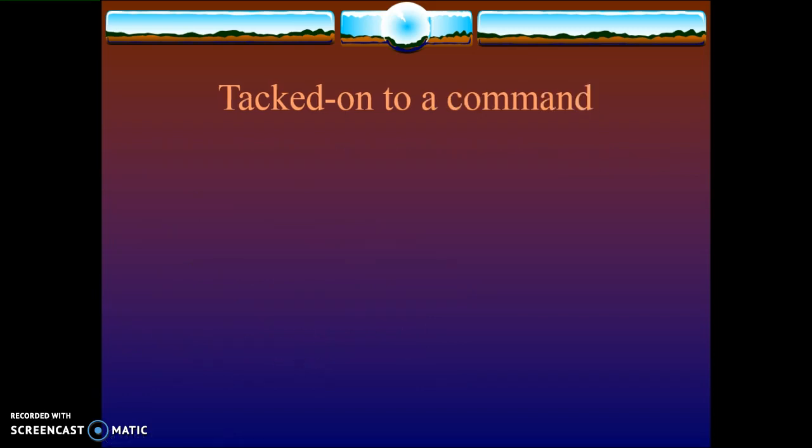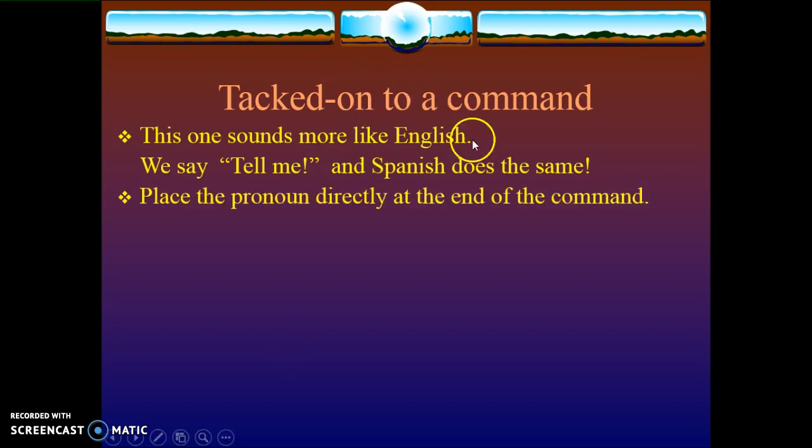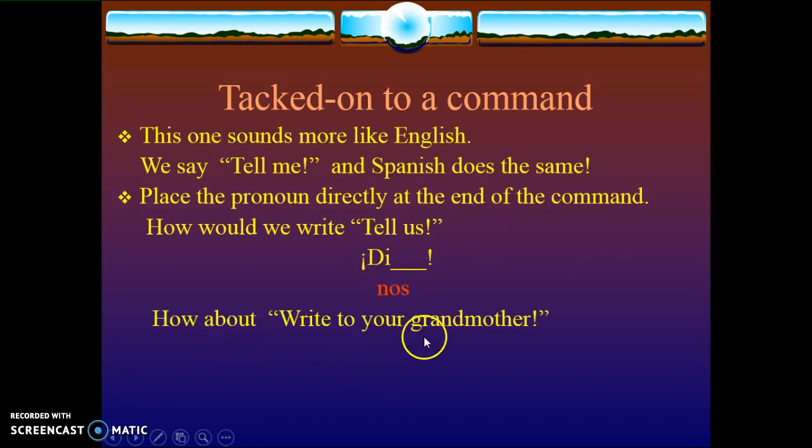All right, the third one is called, or placement can be tacked onto a command. This sounds more like English. For example, we say tell me, and in Spanish we do the same. Again, you haven't learned how to form commands, but you will. So you just place the pronoun directly at the end of the command. So here's an example of tell us. I don't expect you to know how I got this command right here. All right, eventually you'll learn, but just an example, here's a command. Bloop. Dinos would be tell us. You just attach it at the end. Write to your grandmother. Same thing. Write to her. Write her.